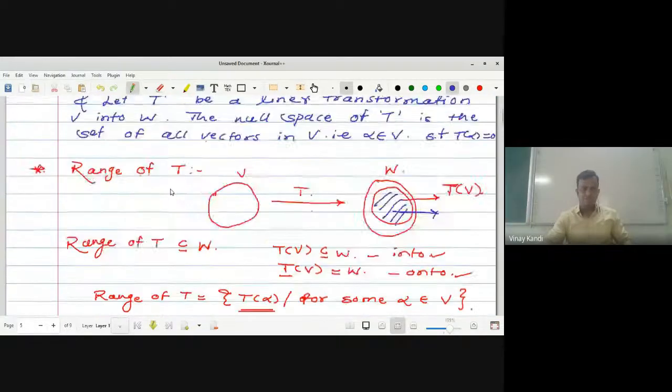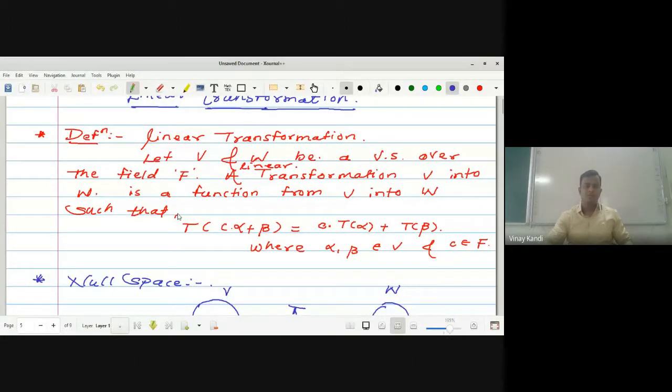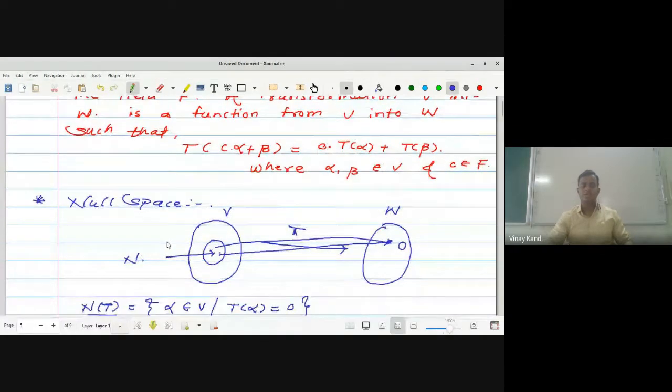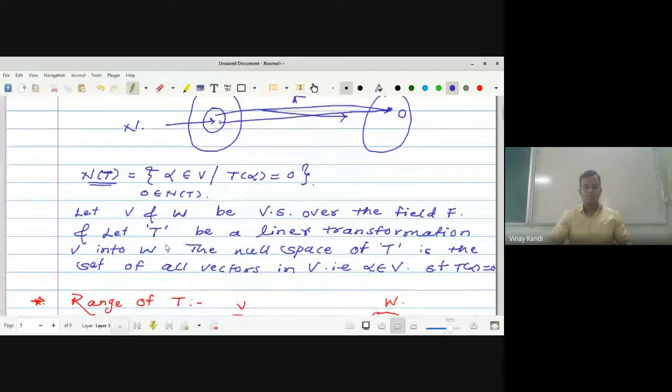What are we studying up here? Definition of linear transformation: T(c·alpha + beta) = c·T(alpha) + T(beta), where alpha, beta belong to V and c belongs to F. What is the null space of T? It is the collection of those vectors of the domain that map to the zero vector of the codomain.